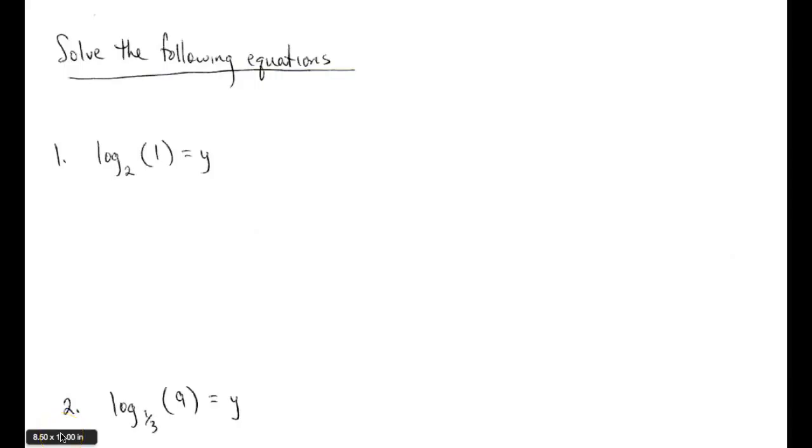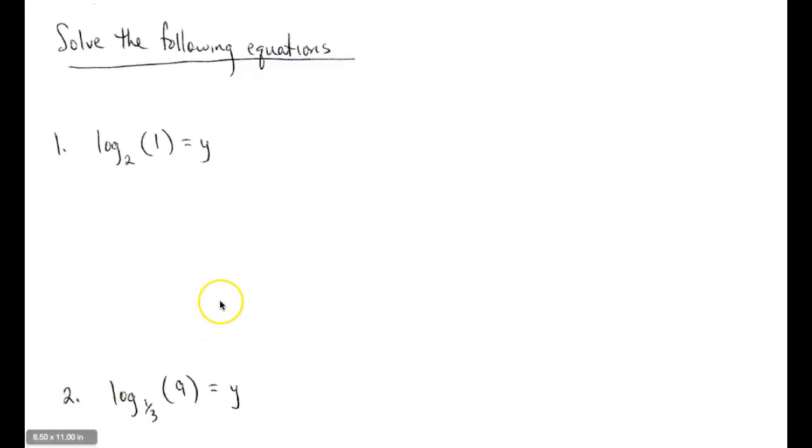This video will go through several examples of how to solve logarithmic and exponential equations. If you're not familiar with the basic logarithm properties, then I suggest that you watch that particular video first before you watch this one, as we'll need those particular skills to be able to solve these equations. So let's go ahead and get started.